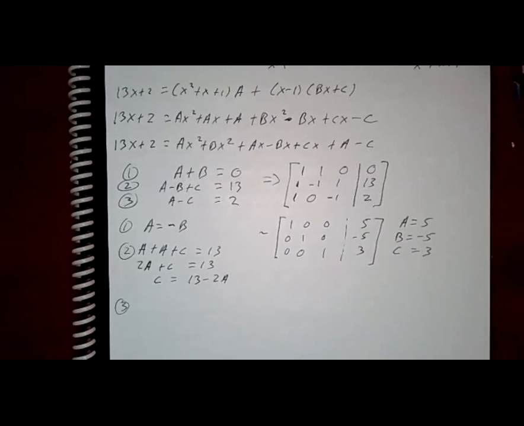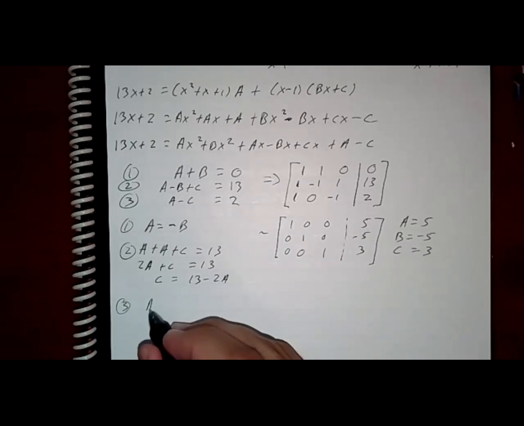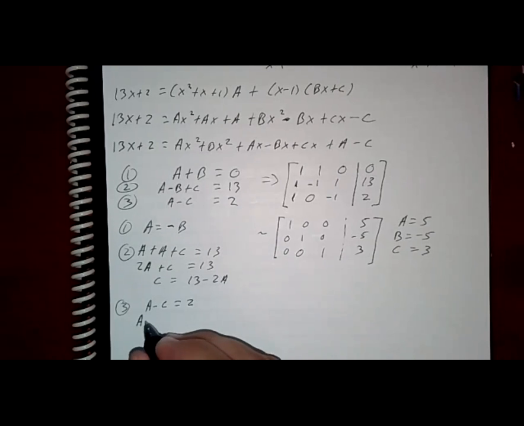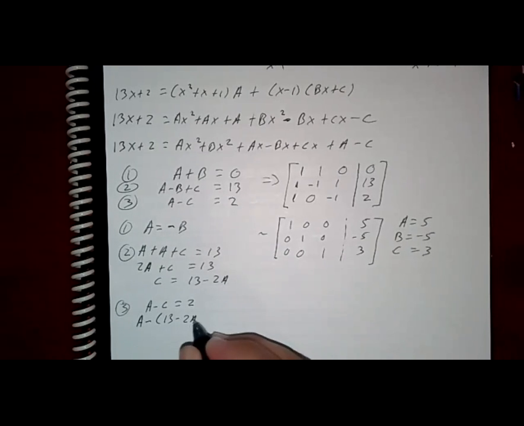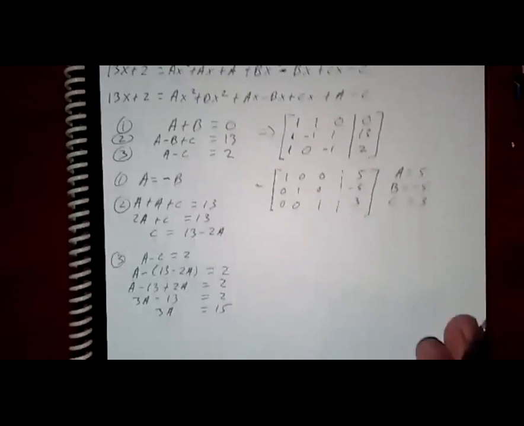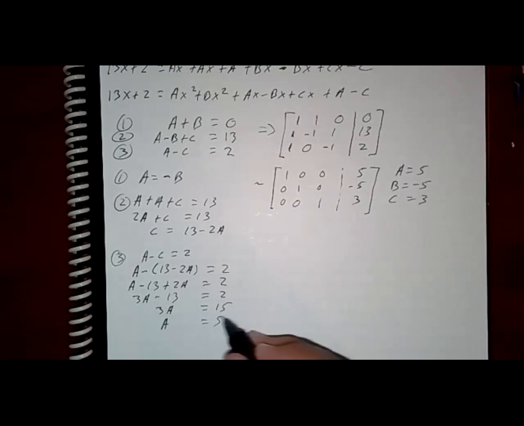So now I can replace this for C on equation 3. This is why I said use the solver. Number 3, we have A minus C. Replace C with all this nonsense. So we're going to have A minus (13 minus 2A) equal to 2. Distribute the negative, that'll give us A minus 13 plus 2A equal to 2. So 3A minus 13 is equal to 2. So 3A equals 15. Divide by 3. A is 5. So we got the first one.